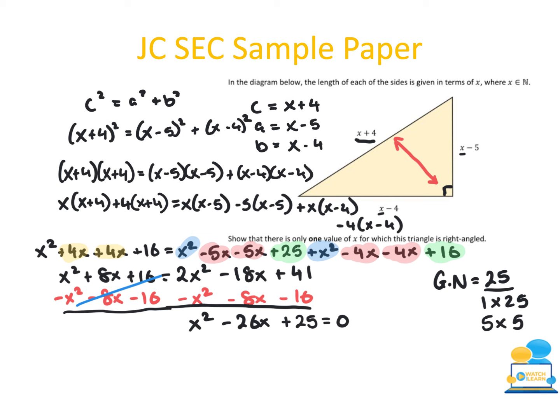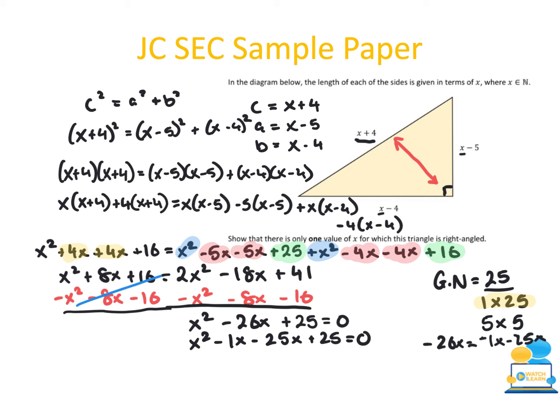Which factor pair there is going to give me my middle term minus 26x? That is going to have to be 1 times 25. So to get minus 26x there, I can do minus 1x minus 25x. So I'm going to replace minus 26x with minus 1x minus 25x. So it'll give me x squared minus 1x minus 25x plus 25.